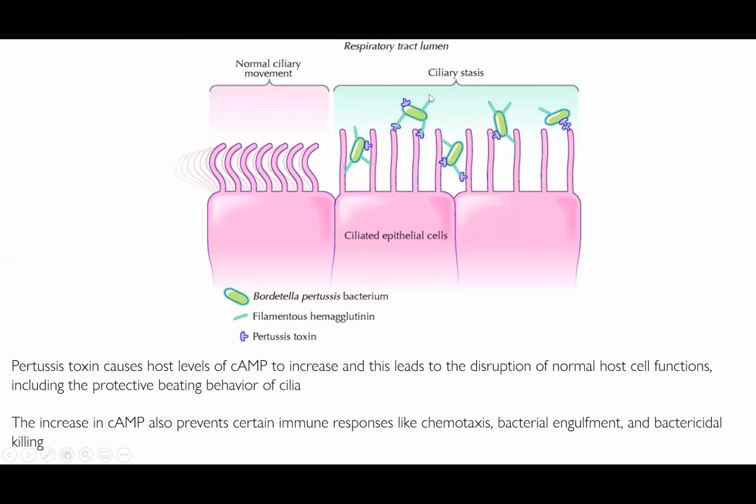What ends up happening is that pertussis produces this pertussis toxin that causes the host levels of this compound called cAMP to increase, which leads to the disruption of normal host cell functions, including the protective beating of the cilia. Because normally these beat from side to side, they move. It helps protect your respiratory system from getting infections like this. The other thing that it does is it prevents certain immune responses such as chemotaxis, bacterial engulfment, and bactericidal killing. So it suppresses your immune system at the same time.